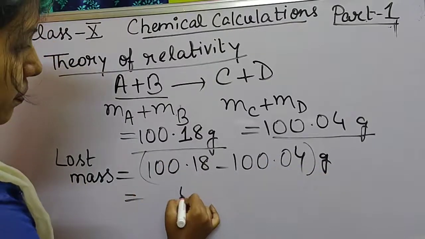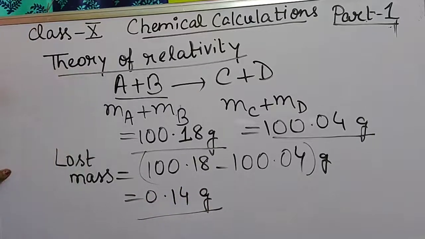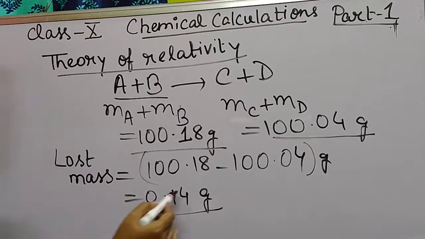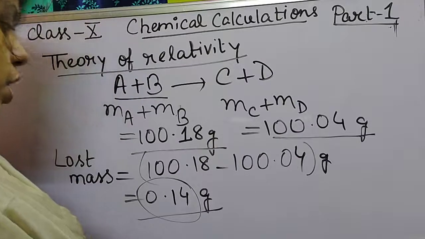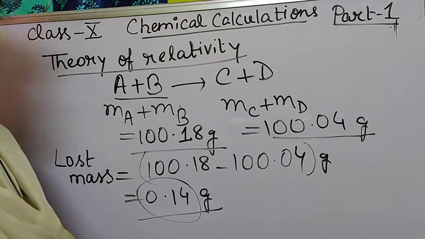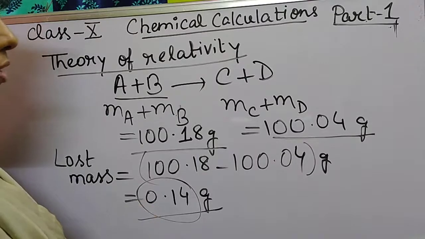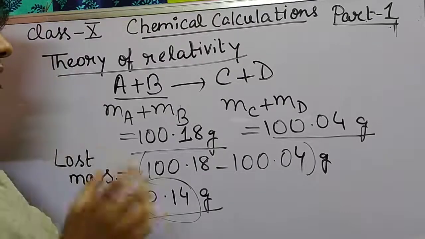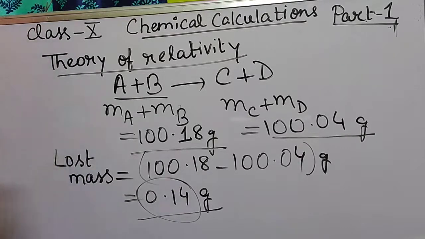So the value will be 0.14 gram. That means this amount of mass has been lost during a chemical reaction. So where has this mass gone? Because as we know, neither is mass created nor is mass destroyed. So it is possible that it might have been converted into some other form. That form is called energy. It has been converted into an equivalent amount of energy.